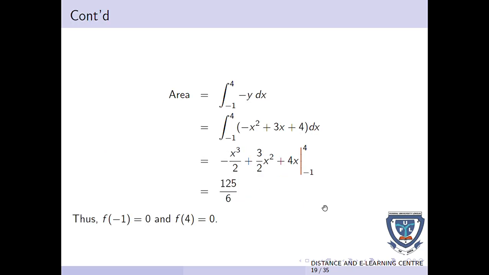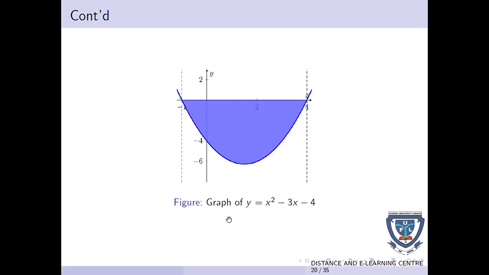So here, the area is equal to the integral from minus 1 to 4 of minus y dx. This is equal to the integral from minus 1 to 4 of minus x squared plus 3x plus 4 dx. Over the interval minus 1 to 4, you are going to have 125 over 6. Thus, f at minus 1 is 0 and f at 4 is 0. So this shaded portion is the graph of y equal to x squared minus 3x minus 4.